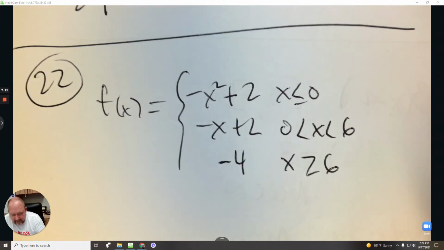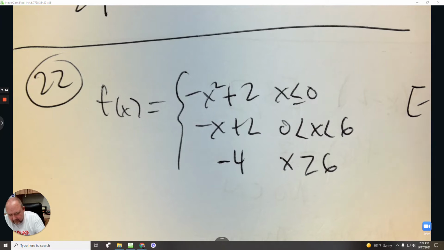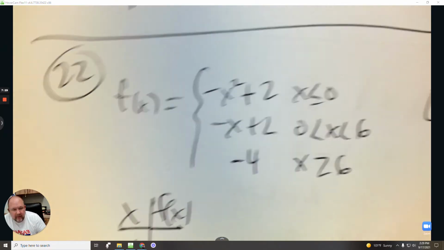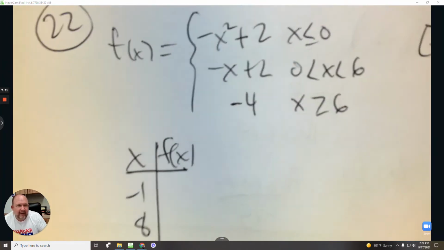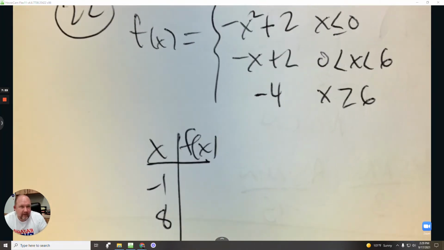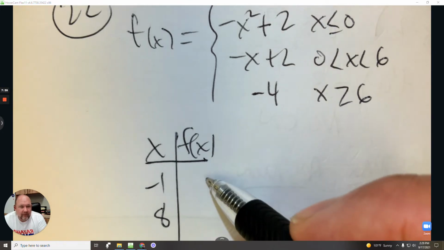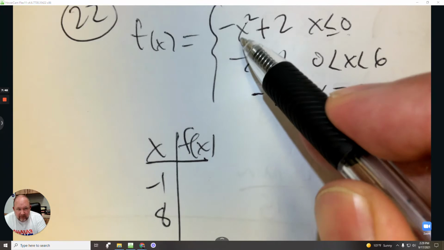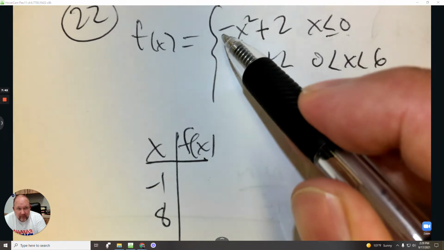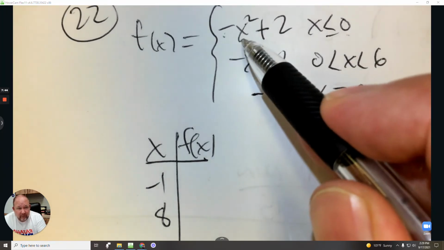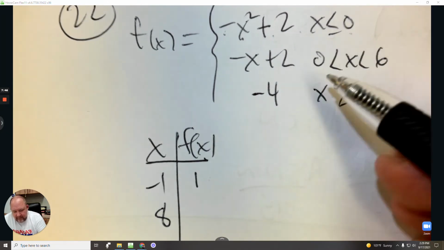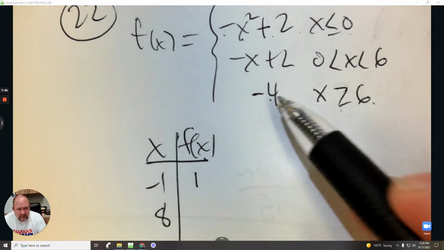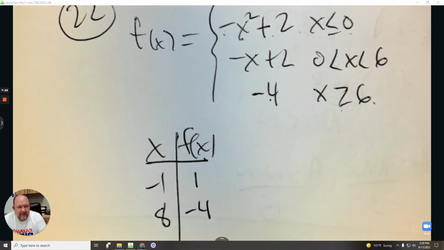And it says from -1 to 8. So we'll start there with -1 and 8. If I plug -1 in, -1 is less than 0, so we plug -1 in here. -1 squared is 1, but we have a negative in front, so it's -1 plus 2. 8 is greater than or equal to 6, so 8 belongs here, so the answer is -4.